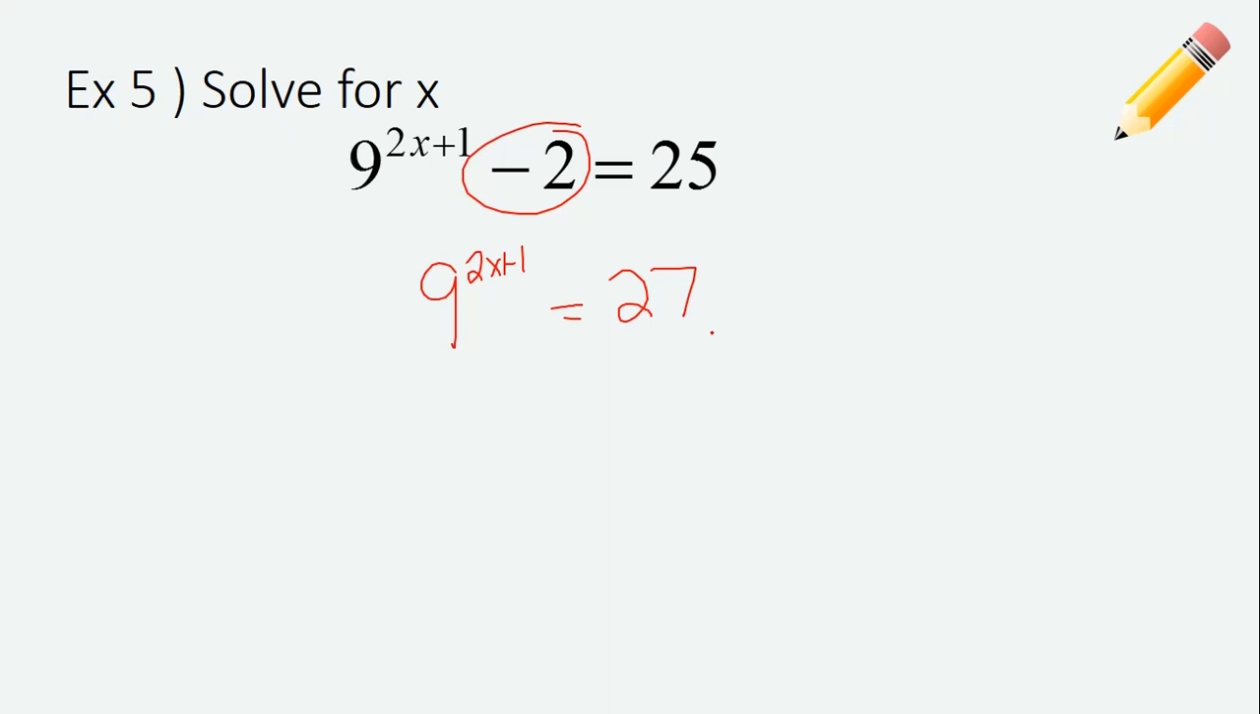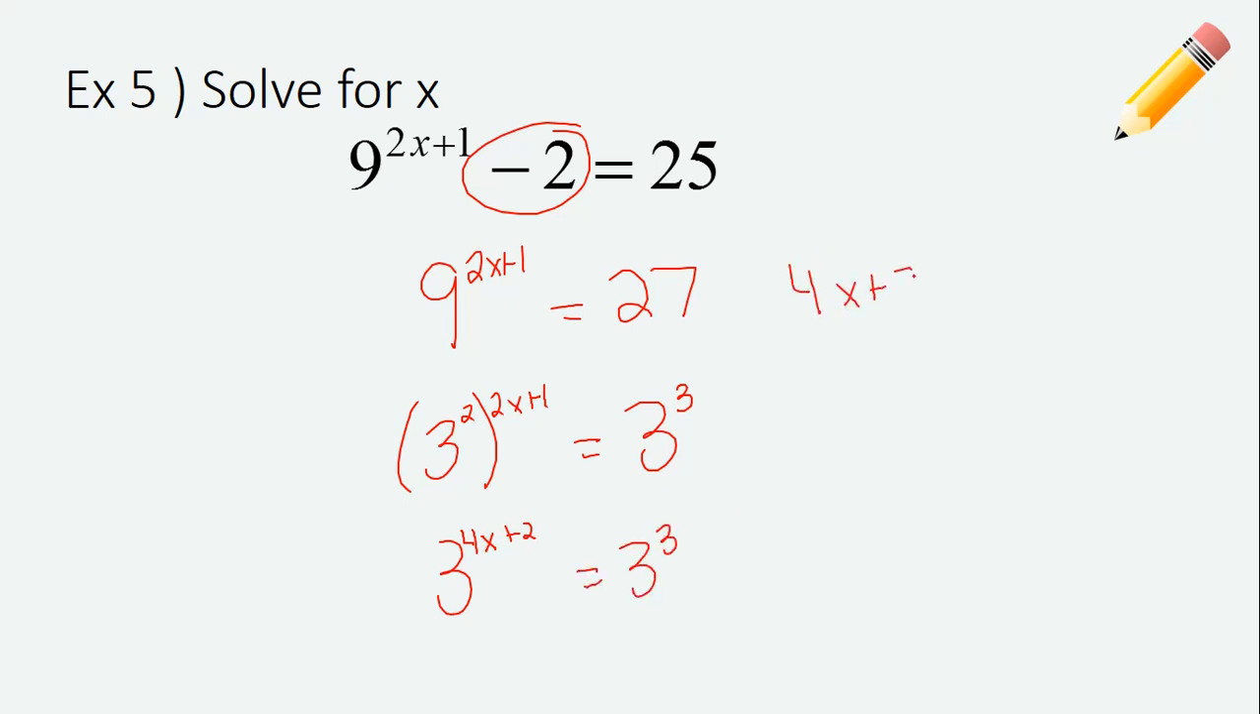Now I need to make these numbers with a common base. I do know that 9 times 3 is 27, but that's not what I need, right? I need a common base to an exponent. So I'm going to look on my card here, and it looks like under the row of 3, 9 and 27 both show up. So I can make 9 into 3 squared, and I can make 27 into 3 cubed, right? So that means if I distribute that 2 into that exponent, 4x plus 2 is equal to 3. So x is 1/4.